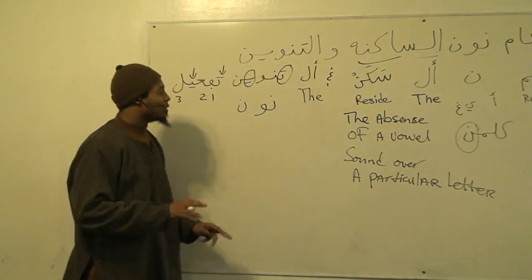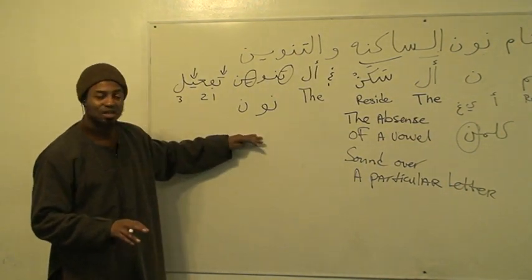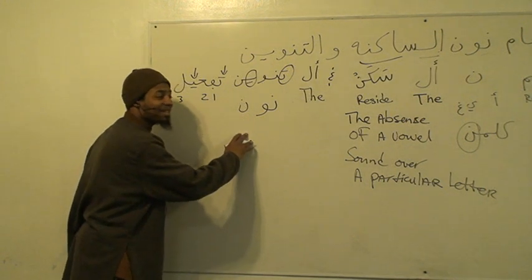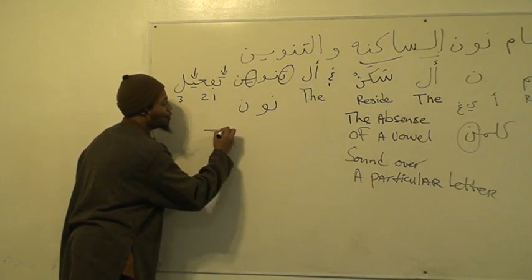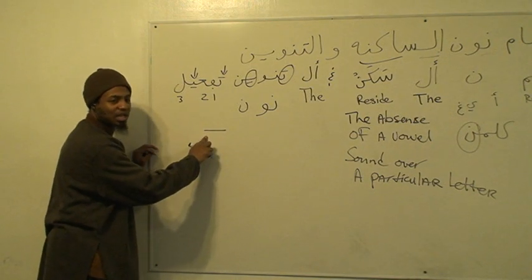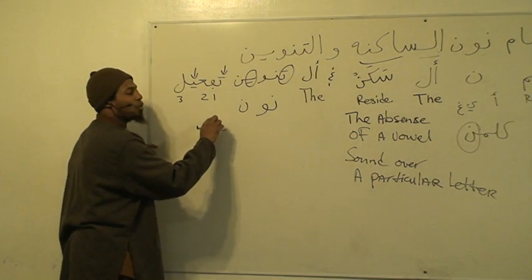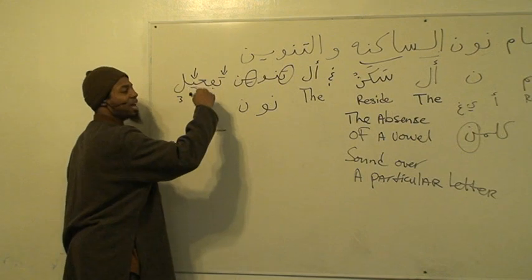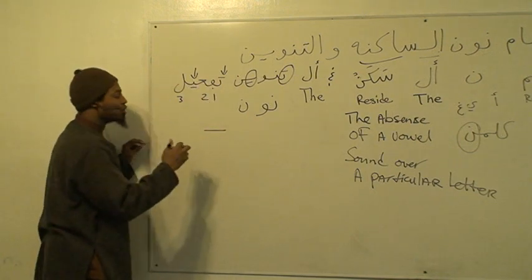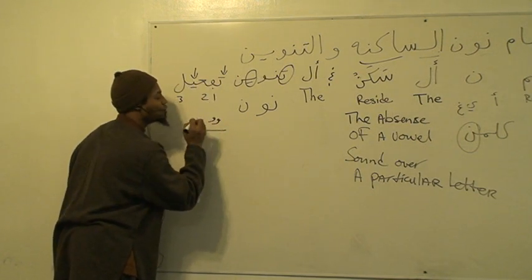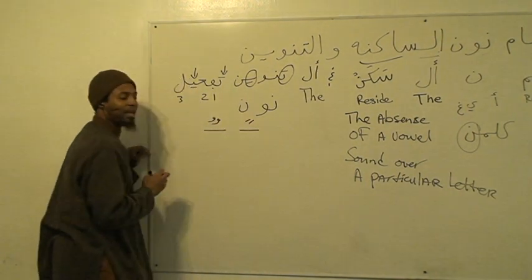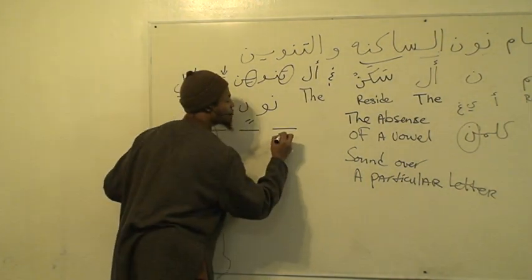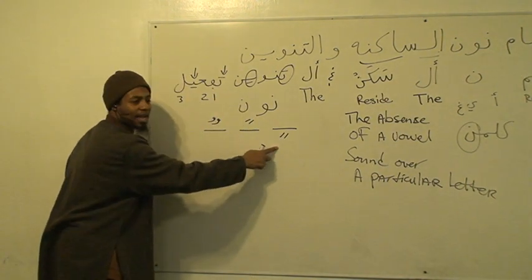Okay, now there are signs to see this too. The signs of Tanween are a fethatan. We do this. This line, when you see it, it means that what is above it is above the letter, and what is below it is below the letter. So this right here would be dhammatan. This right here would be fethatan. And this right here would be kasratan.